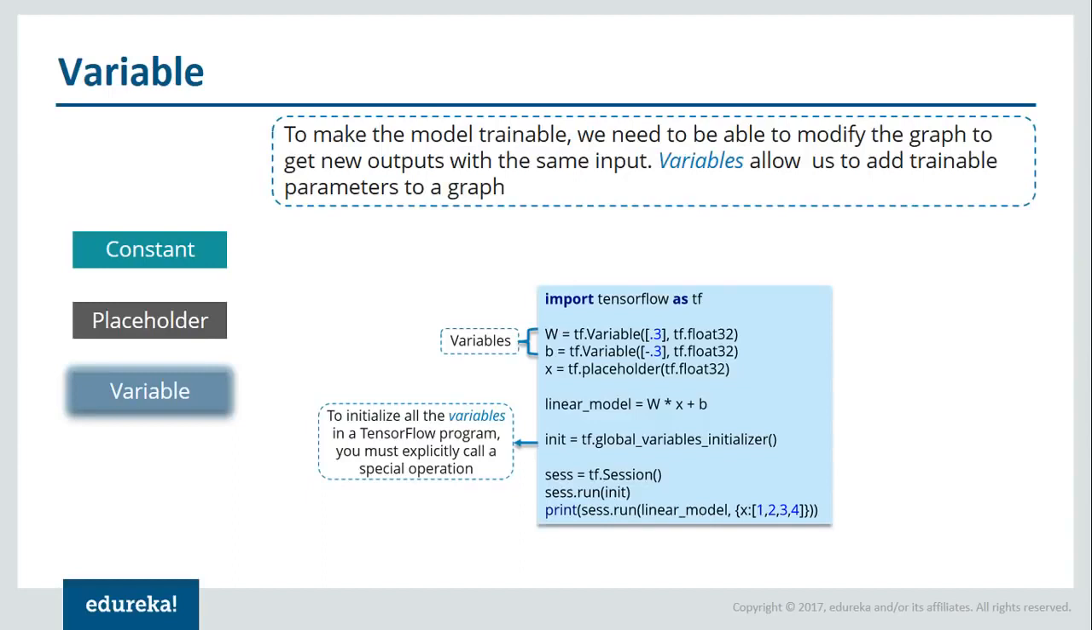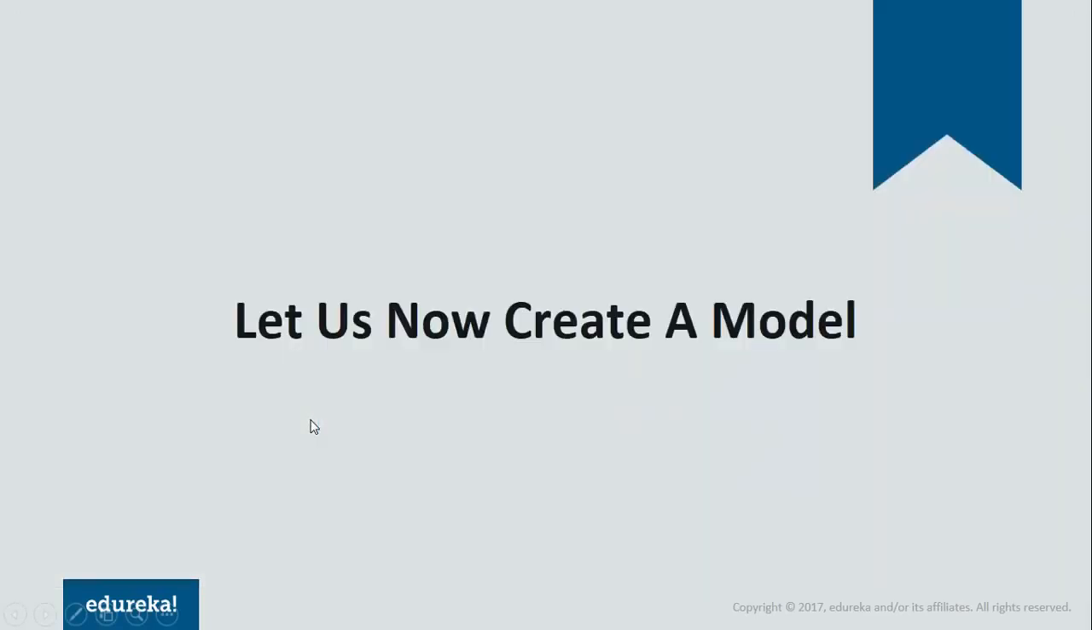Let me tell you, you need to explicitly initialize variables, unlike constants and placeholders. How do you do that? Over here, as you can see, I've written this line, tf.global_variables_initializer. This creates an operation to initialize the variables, and when I run it, it runs that operation after launching the model. Once you have launched the model, you need to run this operation, and only then will your variables be initialized. You'll understand all this when we create our first model, which will be a linear model. So let us go ahead.